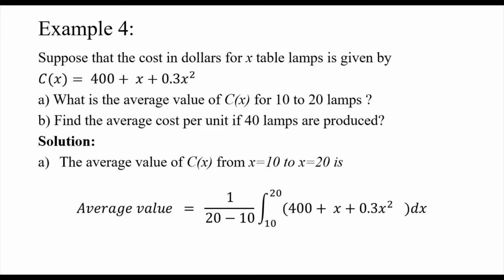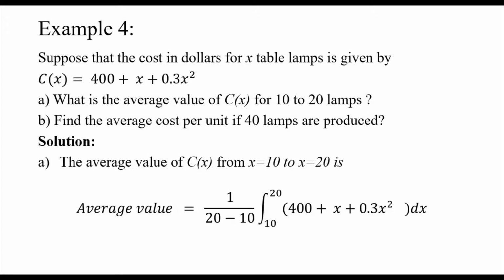Suppose that the cost in dollars for x table lamps is given by c of x is equal to 400 plus x plus 0.3x squared. First, we want to find the average value of c of x for 10 to 20 lamps. Second, we want to find the average cost per unit if 40 lamps are produced.